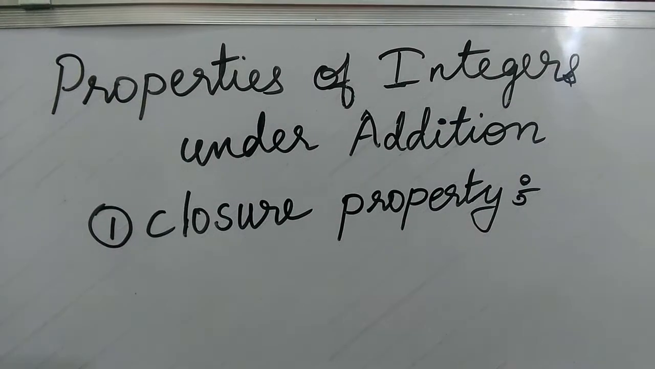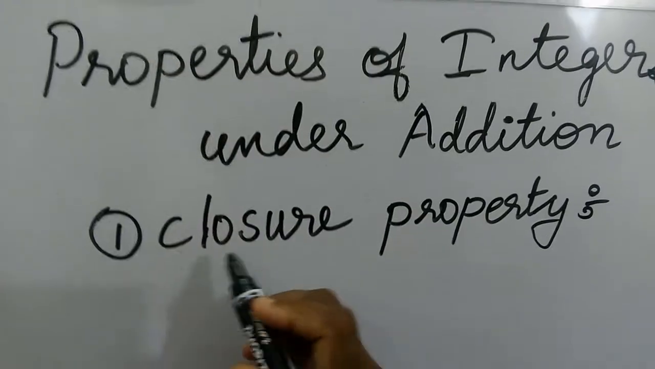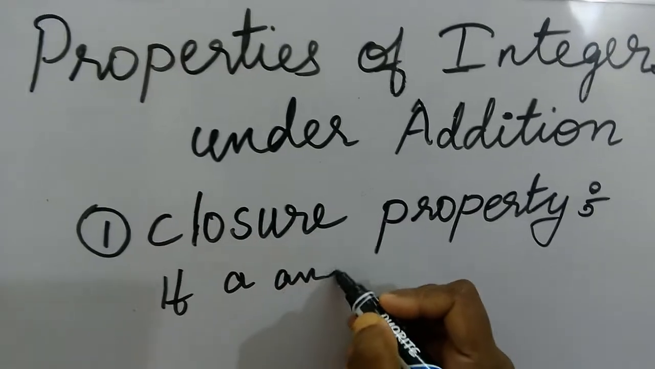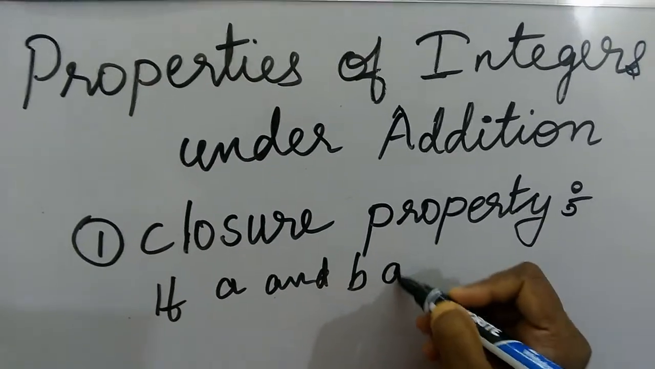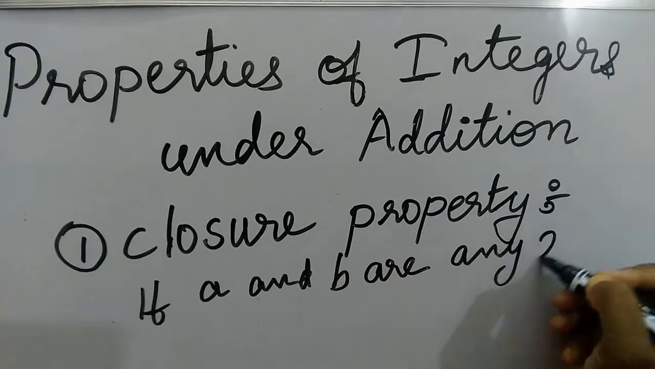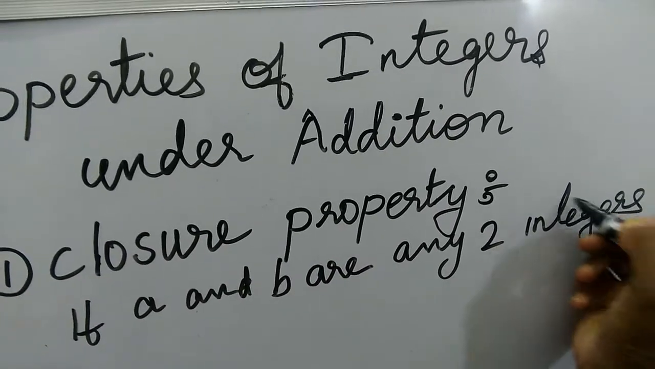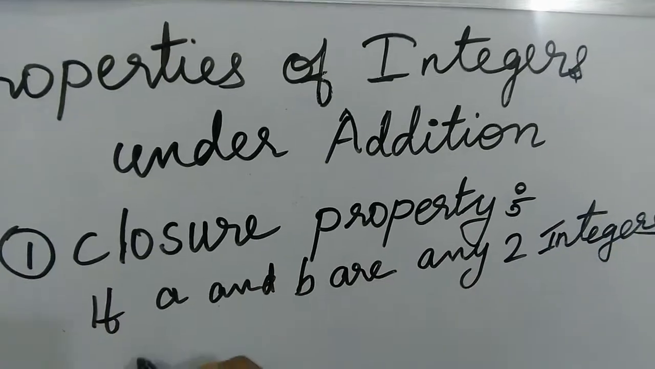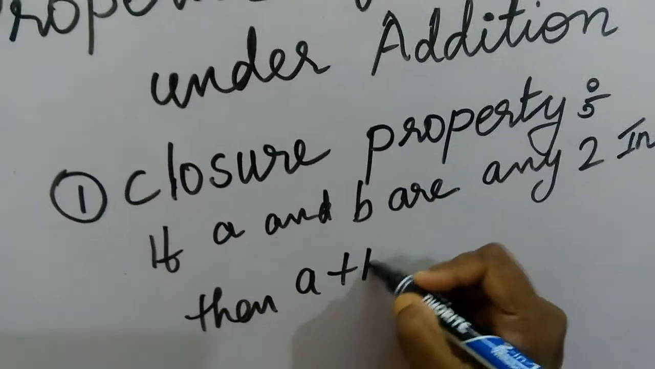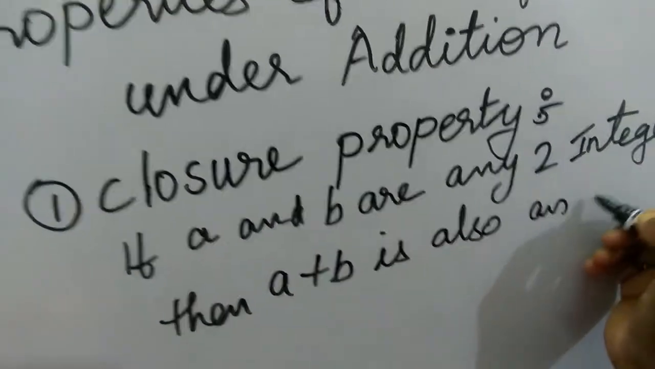Properties of integers under addition. First one, closure property. If a and b are any two integers, then a plus b is also an integer.